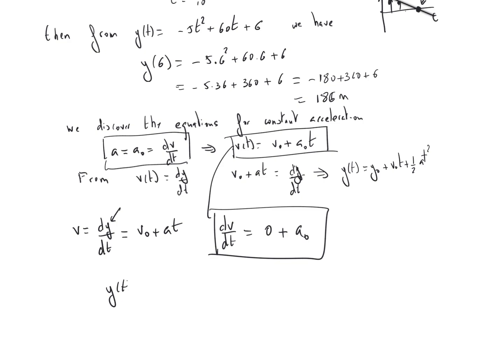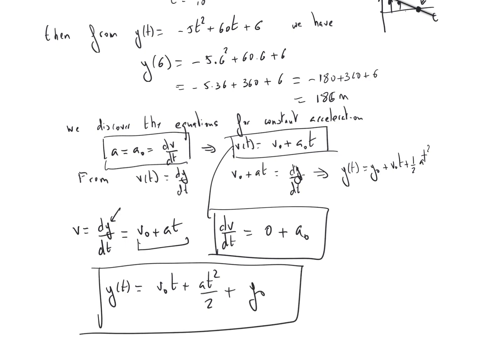y of t is the function of time that when I take the derivative, I will obtain v0 plus a times t. So it will be v0t plus a t squared divided by 2 plus a constant, and the constant is y0. So the two equations that govern a motion with constant acceleration are this one, and this, two equations to govern motion with constant acceleration.